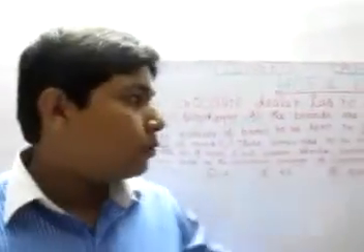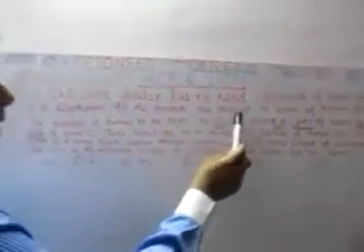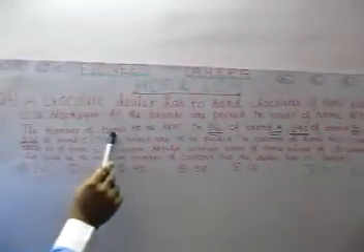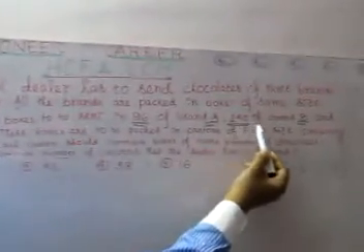Now let's discuss another question that was asked in GMAT 2010. The question is, a chocolate dealer has to send chocolates of 3 brands to a shopkeeper. All the brands are packed in boxes of same size. The number of boxes to be sent is 96 of brand A, 240 of brand B and 336 of brand C.